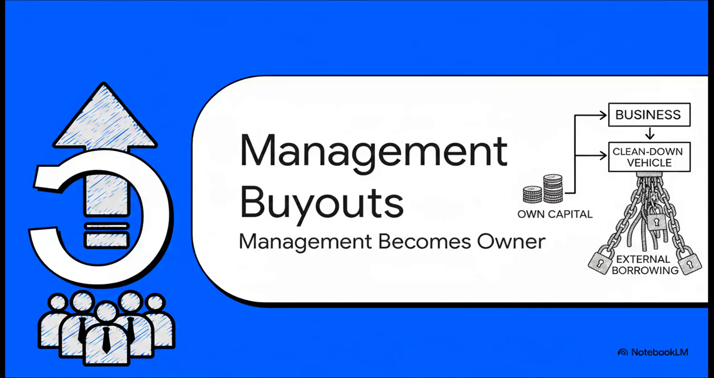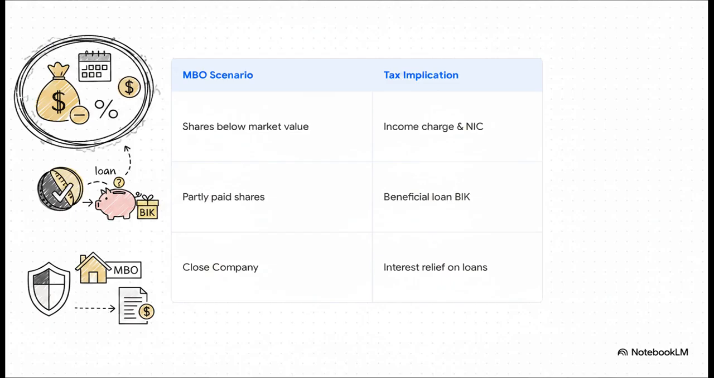Moving right along to Section 5, management buyouts. What happens when the management team becomes the actual owner? In an MBO, the existing management team acquires ownership. Usually, they are buying a clean hive down vehicle using some of their own capital combined with some heavy external borrowing. The examiner absolutely loves testing the 3 core tax hurdles for the management team here.